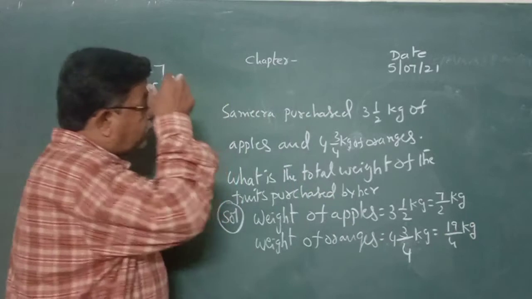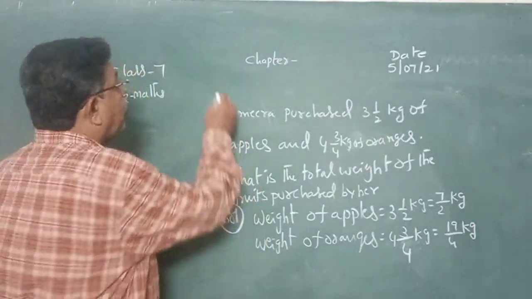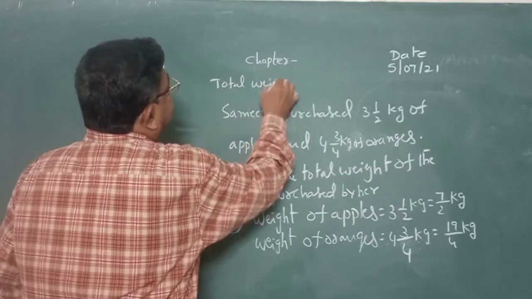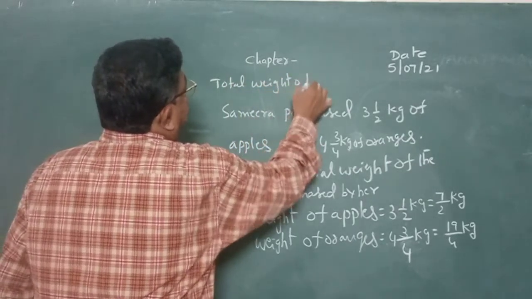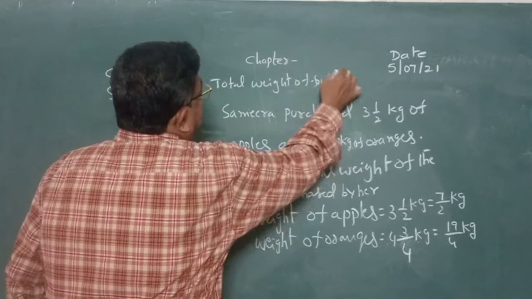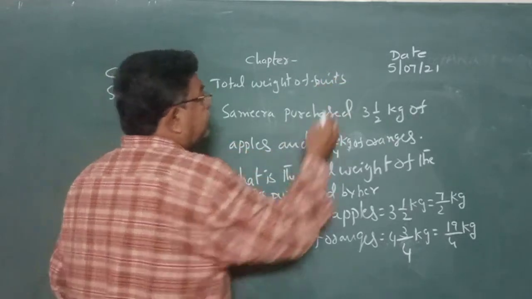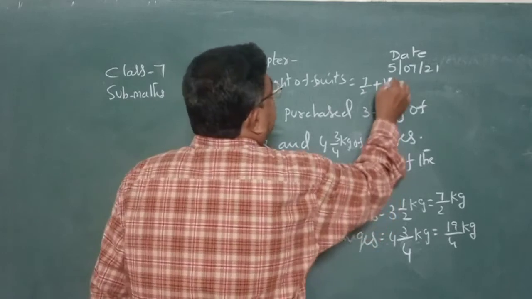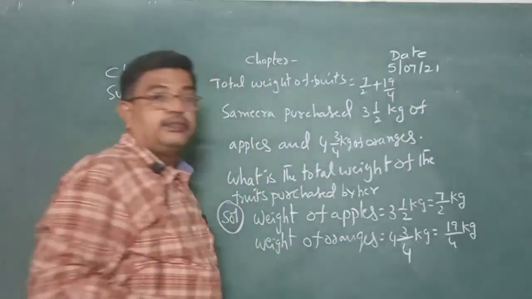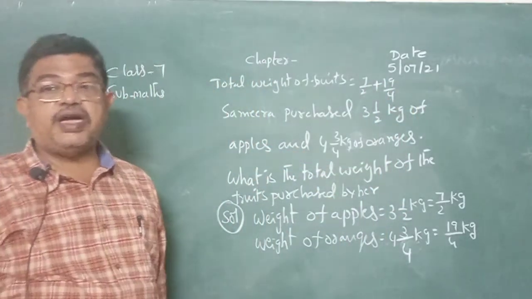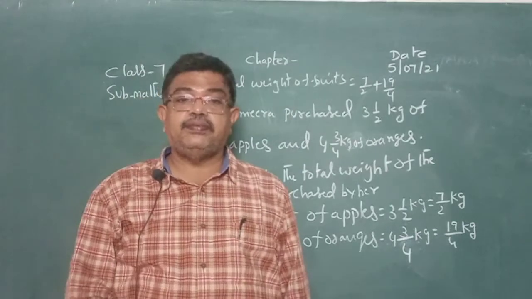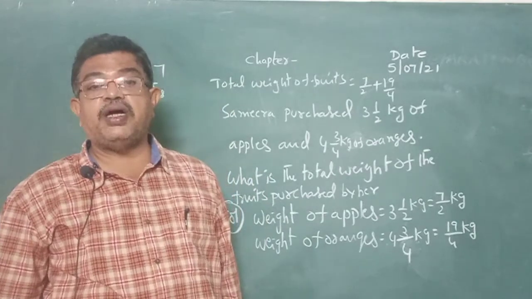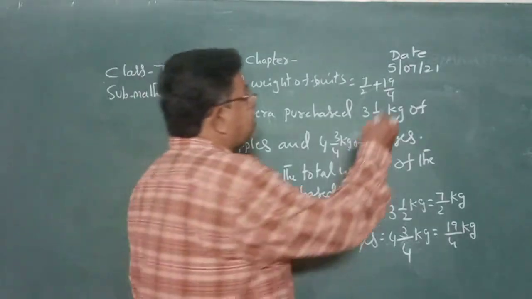We want to find the total weight. Total weight, I will write on the top. Total weight is equal to total weight of fruits. We can combine them as fruits is equal to 7/2 plus 19/4. What are the denominators? 2 and 4. How to add these two fractions? By taking a common denominator. So what is the LCM of 2 and 4?